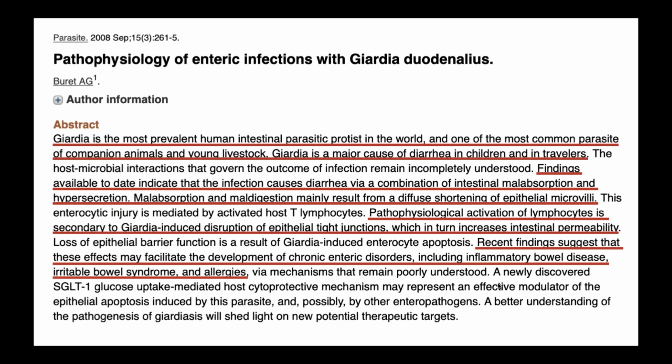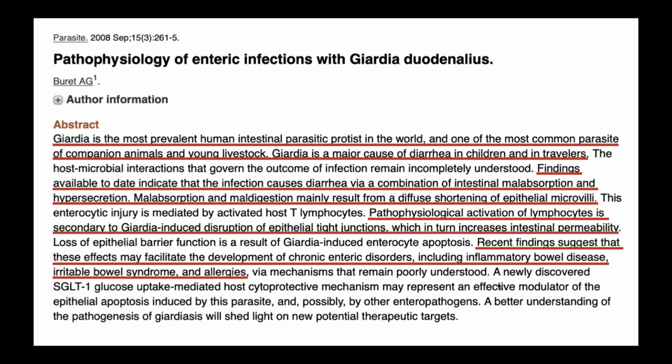Giardia is a major cause of diarrhea in children and in travelers. They go on to say findings available to date indicate that the infection causes diarrhea by a combination of intestinal malabsorption and hypersecretion. Malabsorption and maldigestion mainly result from a diffuse shortening of epithelial microvilli. So right there you can visualize that that's one of the factors that's impacting the small intestine's ability to fully digest and absorb nutrients, since the microvilli provide the surface area as well as the brush border enzymes that are needed to contribute in a large way to digestion and absorption.